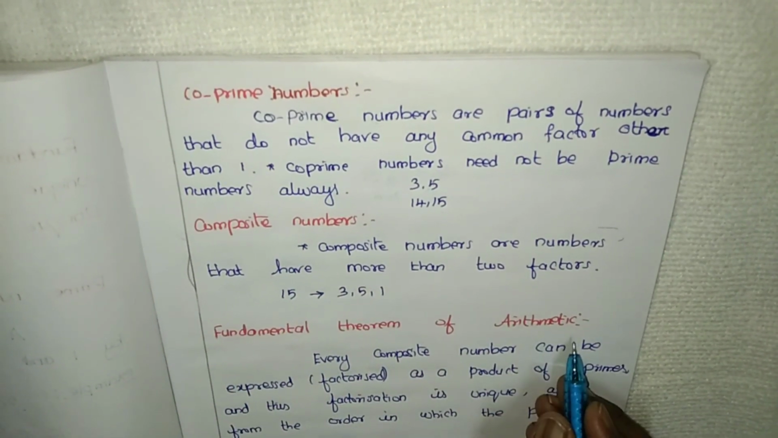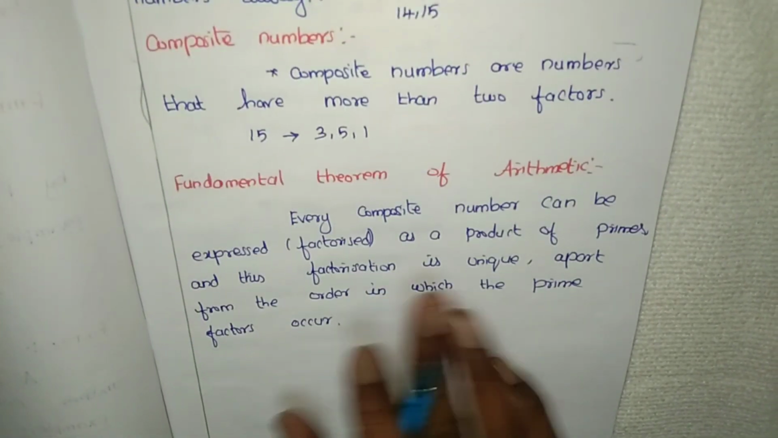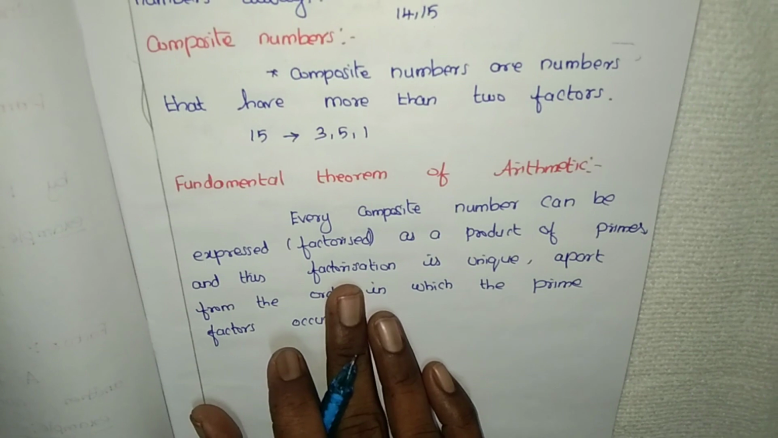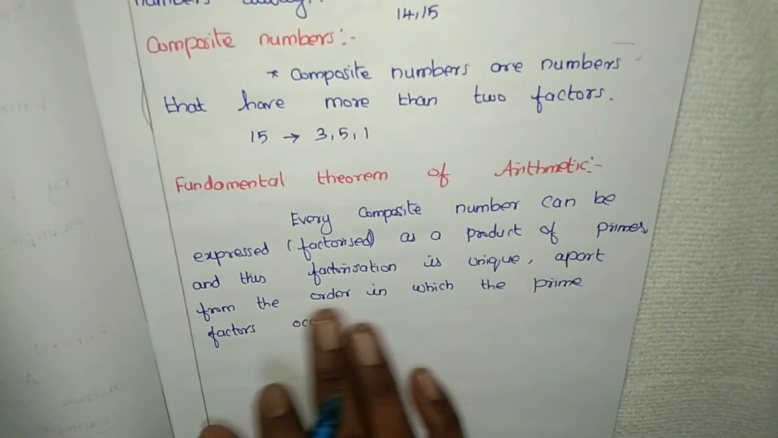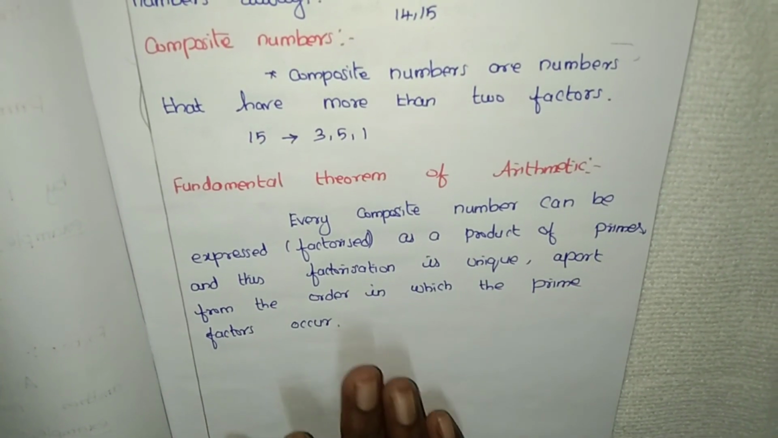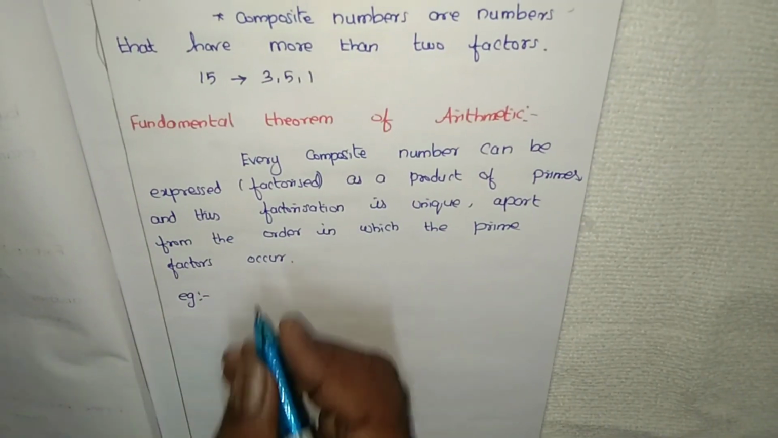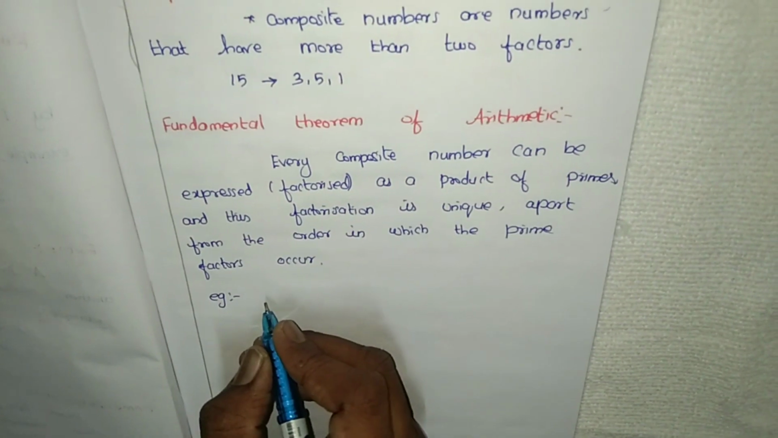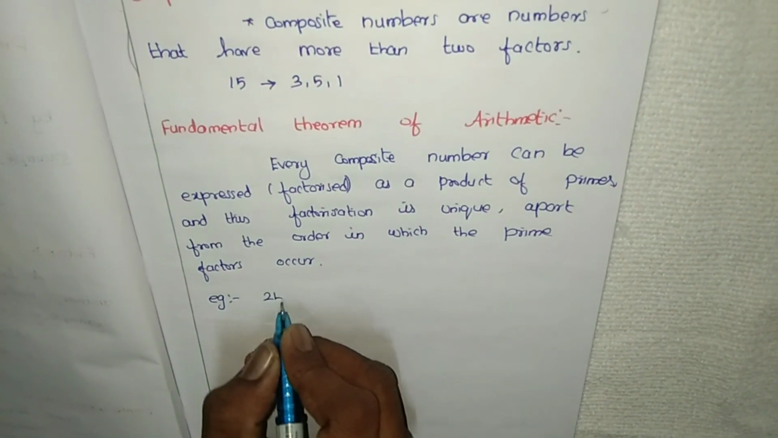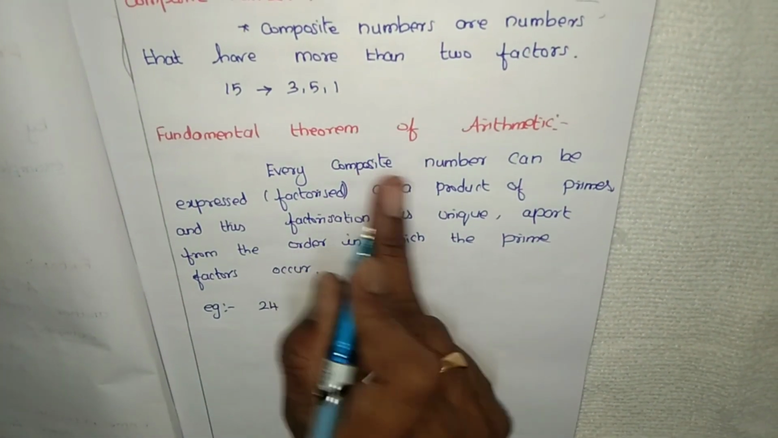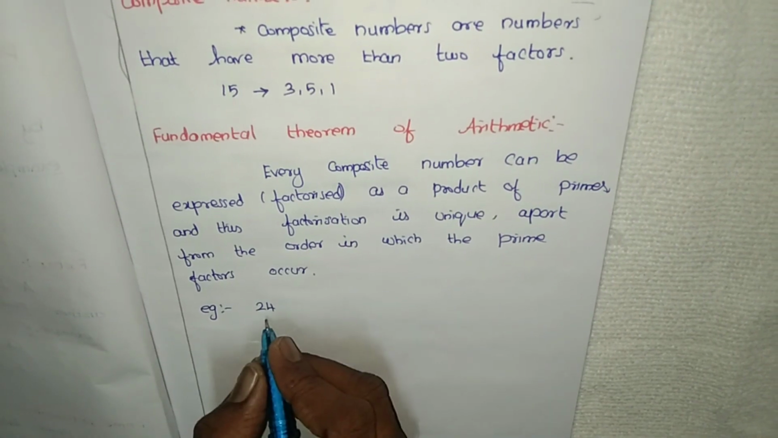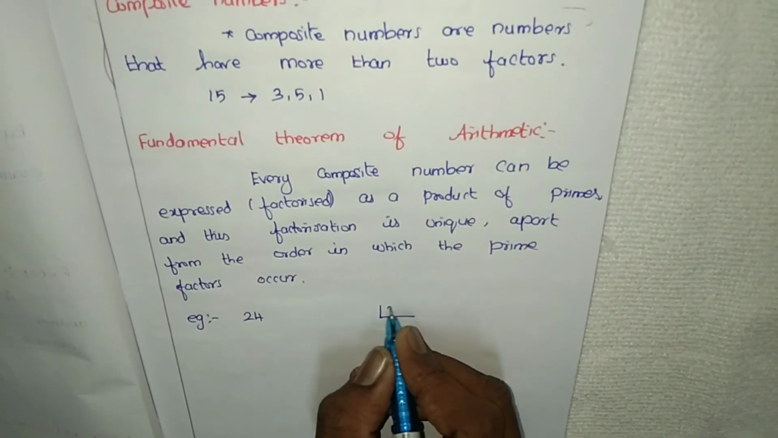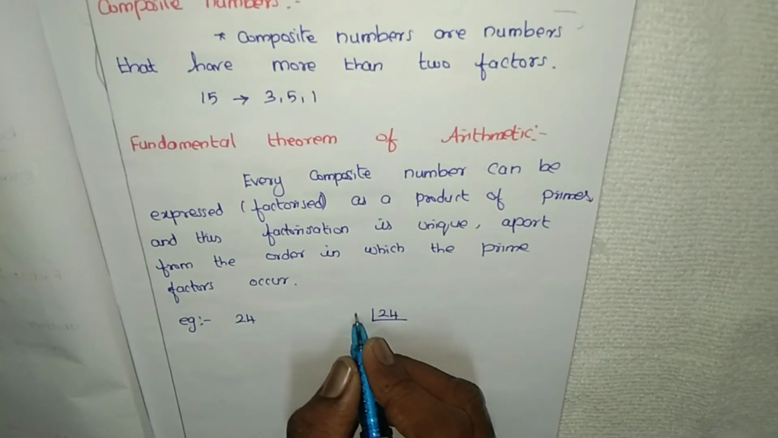Fundamental theorem of arithmetic. Every composite number can be expressed as a product of primes, and this factorization is unique apart from the order in which the prime factors occur. Example: 24. We can take 24. 24 is a composite number. Now I am going to take the prime factorization of this number 24. You can use only prime numbers.